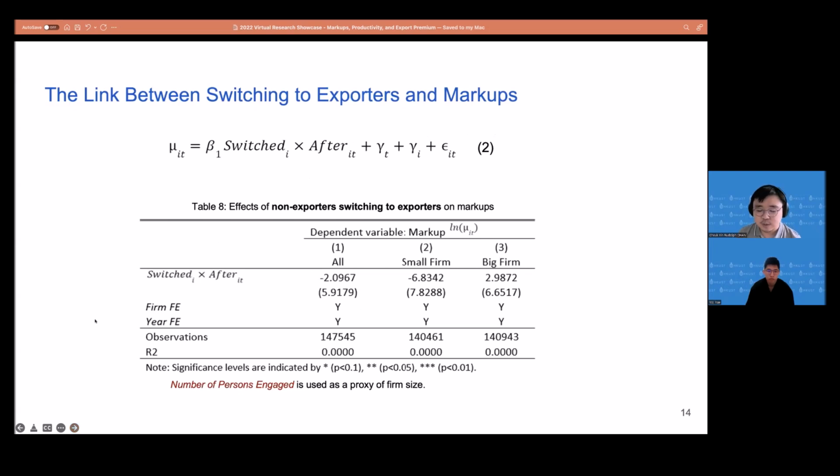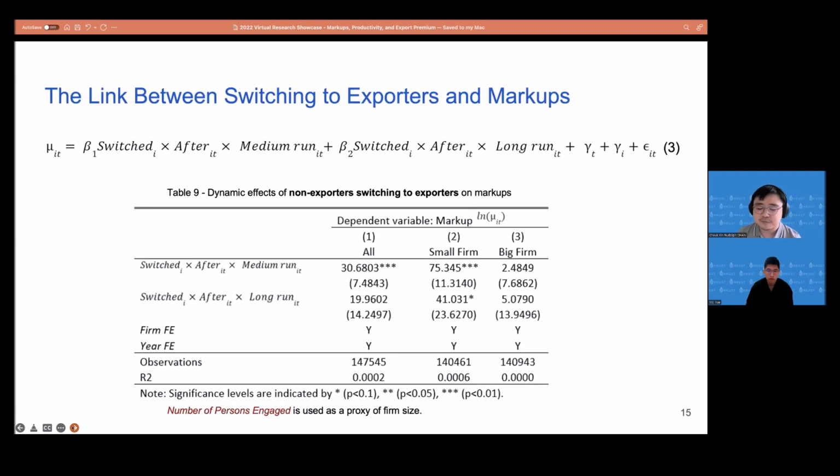And next, we'd like to see whether the manufacturing firms will charge higher markups after switching from non-exporter to exporter. So now let's look at equation 2. Mu_it refers to the markup estimate from the De Loecker and Warzynski 2012 method, which is the same as before. Switch_i equals 1 if firm i has switched from non-exporter to exporter once during the sample period, and after_it equals 1 after the firm has changed its non-exporting status, and we also control for the firm and year fixed effects. Surprisingly, we found that there's no significant effect on the markups, and this drives us to look at the dynamic effects of switching from non-exporter to exporter.